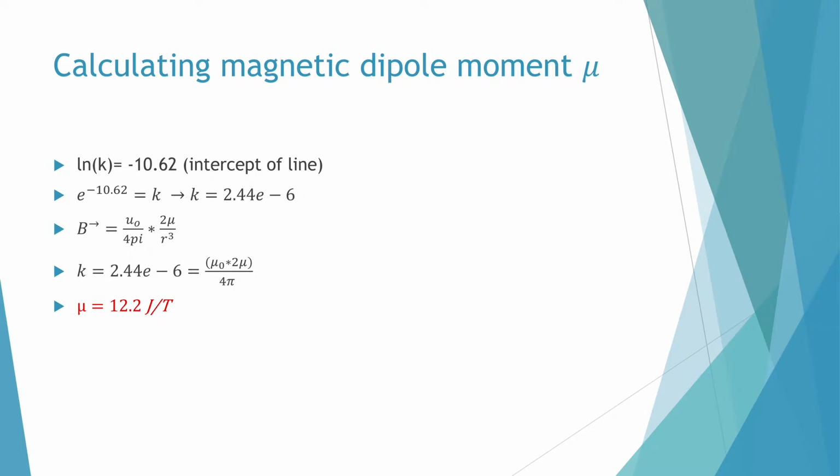Then we calculated the magnetic dipole moment mu, where the natural log of k again is negative 10.62. We used that value to calculate mu, which was 12.2 joules per Tesla.